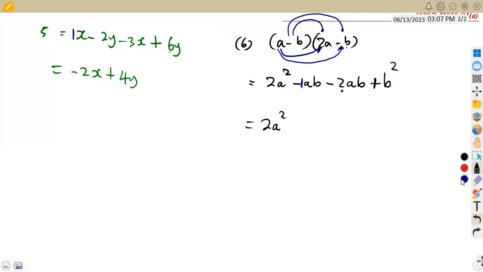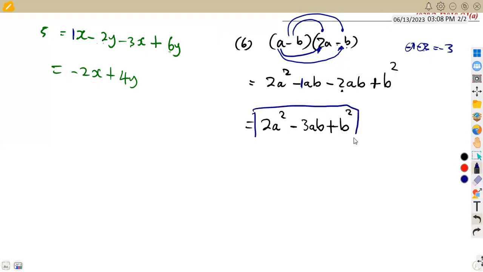Minus 1 minus 2, what are you going to have there? That will be a negative 3. So we've got minus 1 minus 2, which is going to give us negative 3. If the signs are the same, just add the numbers, then you take the common sign as it is. So that will be minus 3ab plus b squared. All right, so this is what you're going to have.